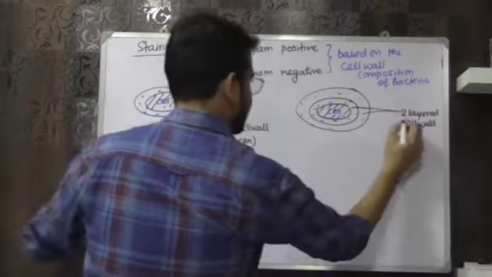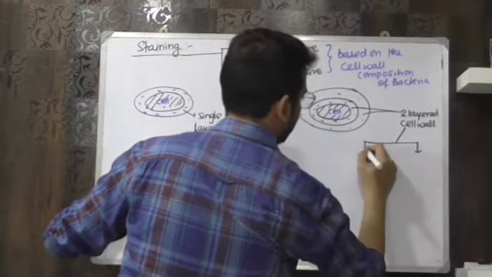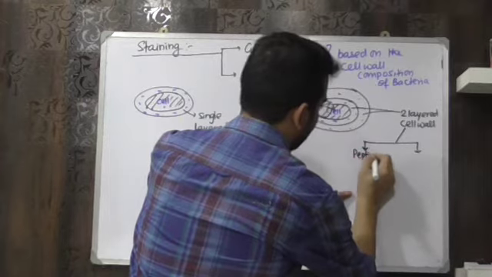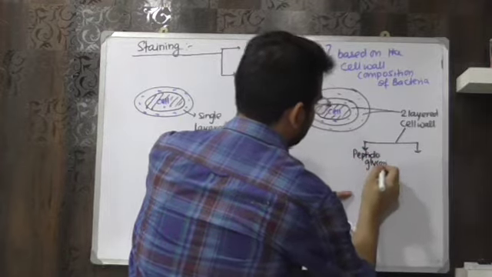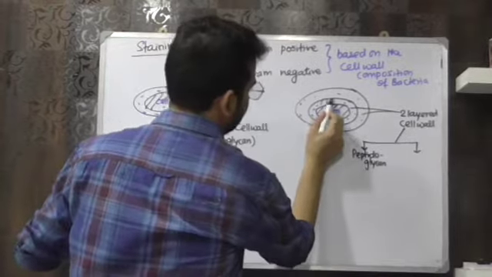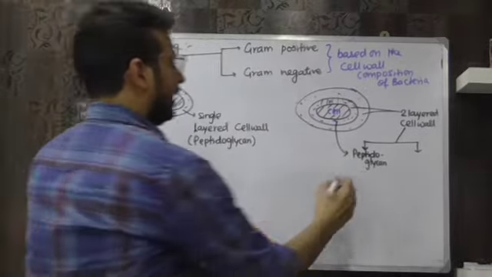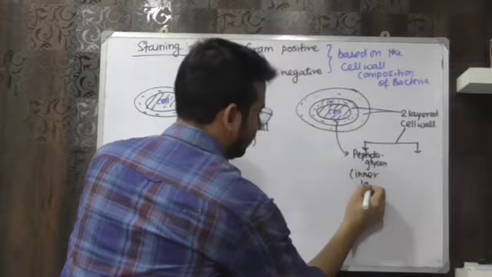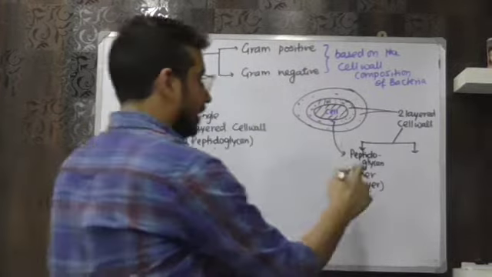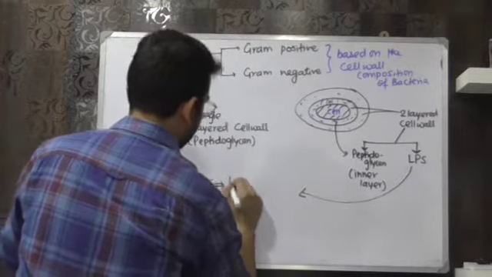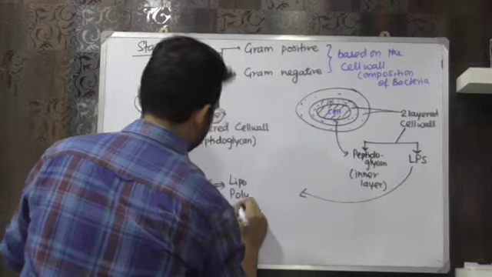Now these two layers are made up of two different components. The first component is obviously the peptidoglycan, which is the inner layer. The inner layer is made up of peptidoglycan, while the outer layer is made up of LPS. Let's expand this term. LPS means lipopolysaccharide.